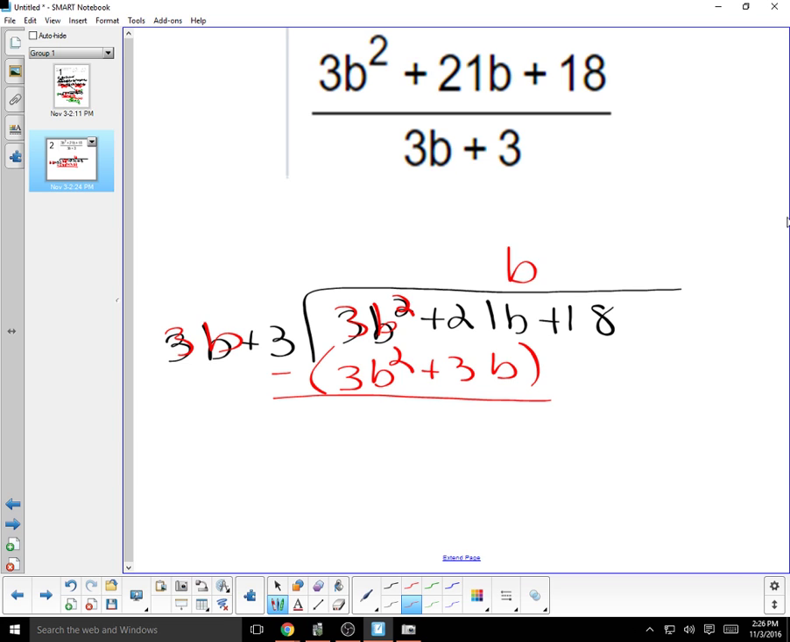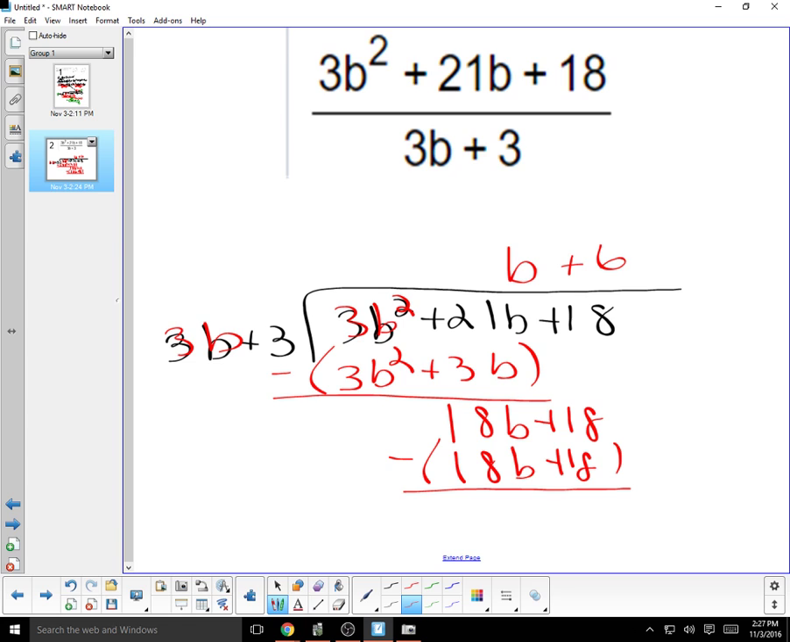So 21 minus 3 is going to give me 18b plus 18. So 18b divided by 3b is 6. 6 times the 3b will give me 18b. And 6 times 3 will give me 18. And when I change the signs, I get a remainder of 0. So there's your quotient again.